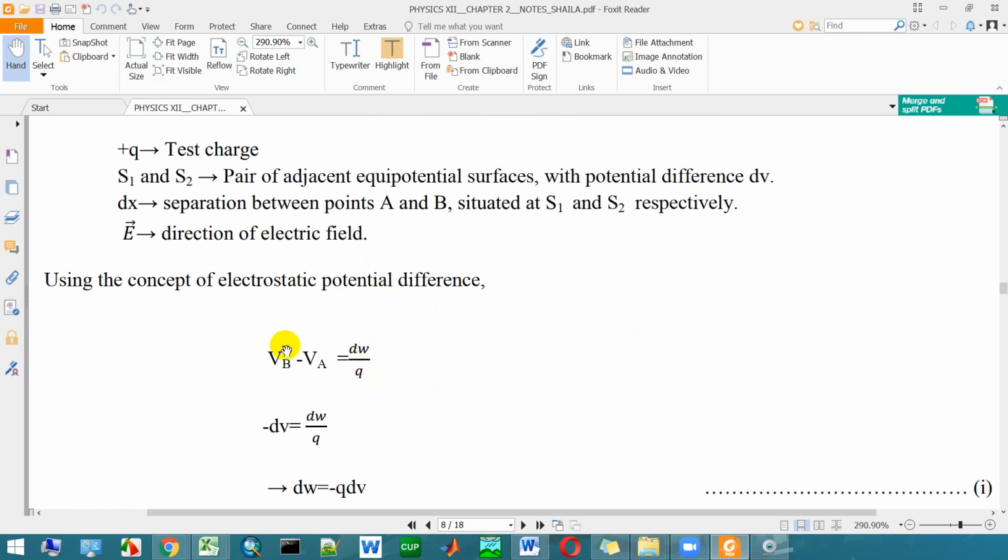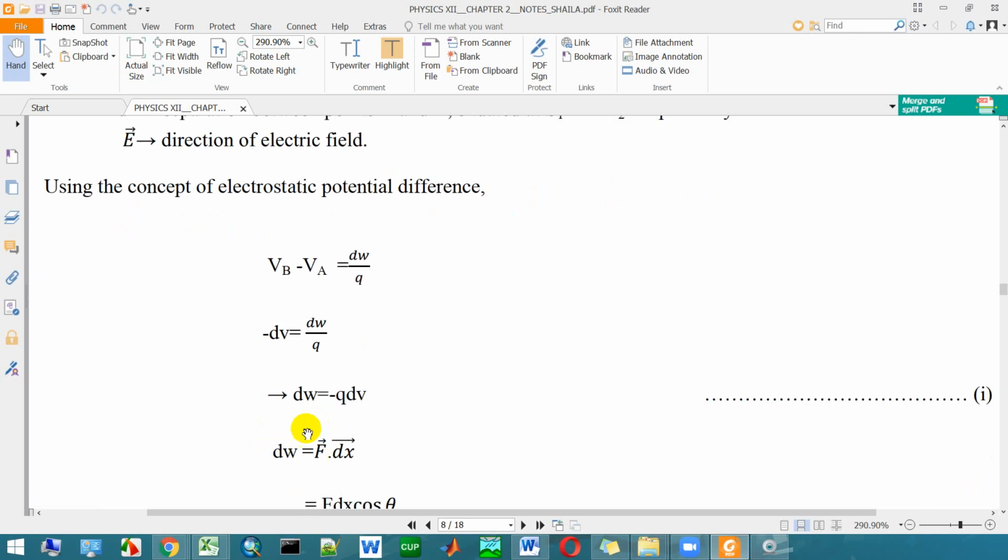And what is this difference in potential between the two points on S1 and S2? That I write as minus dV. Why again minus dV? Because potential is decreasing with distance. So minus dV is dW by Q. So what we get here is dW is minus Q dV.